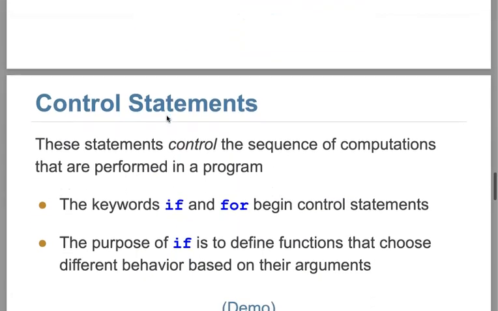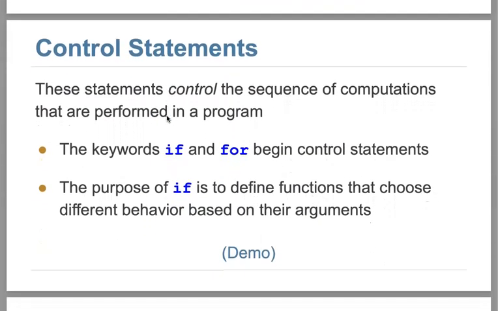What is a control statement? Control statements are very important. They control the sequence of computations that are performed in a program. When we write a program, control statements help us see which direction we will go. Mostly we see the if keyword or the for keyword. The if statement has a condition. Then for will have a condition, and they will repeat a certain number of times. That's what we call iteration. We will talk about that next.